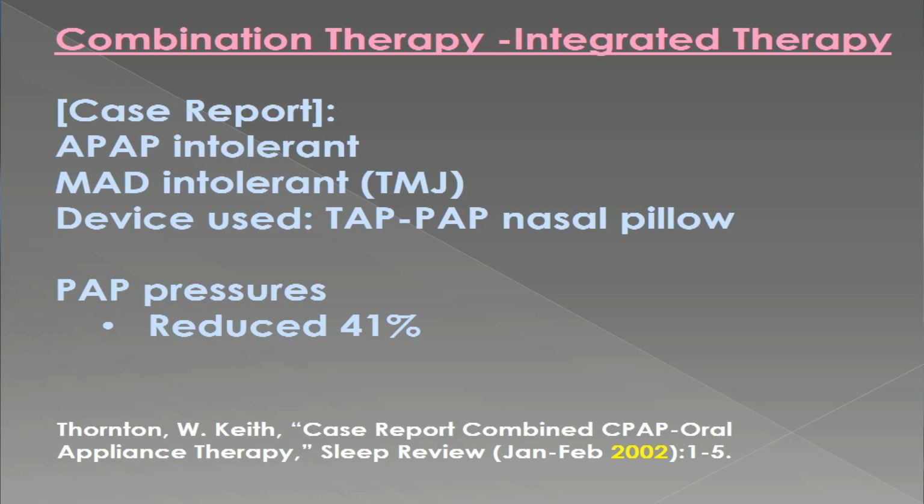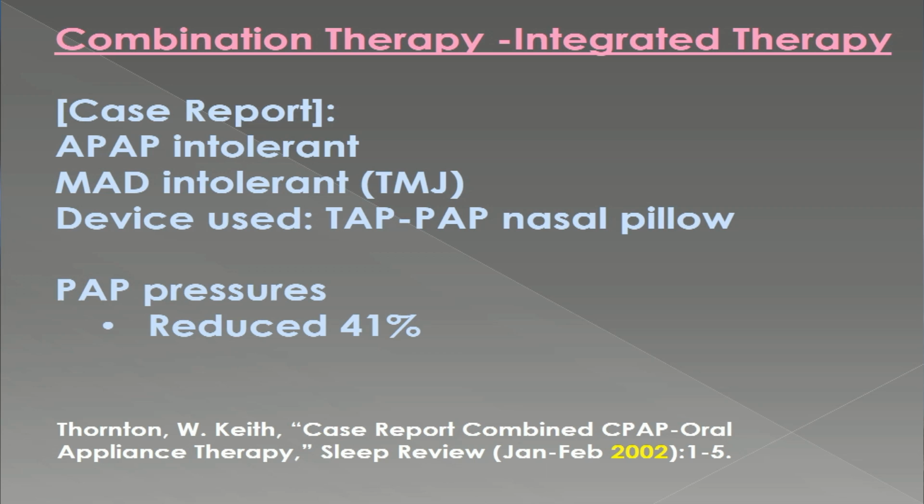Now let's talk about integrated therapy. Both of those previous studies were dual therapies. All they do is add an oral device to a patient already in CPAP, or in this case APAP. This is the first study on integrated therapy, and of course it was done by Dr. Thornton, and it again was a case report, 2002. He had a patient who was APAP intolerant, that's the auto PAP, and the patient could not wear a mandibular advancement device because of their TMJ. That right there in a nutshell is what I would say is the indication for combination therapy.